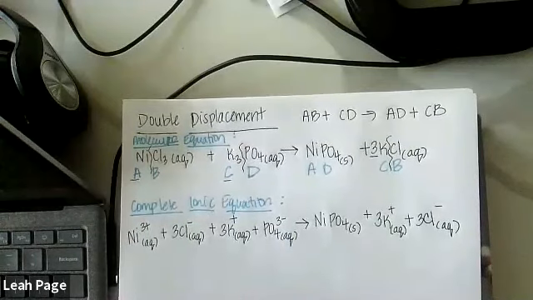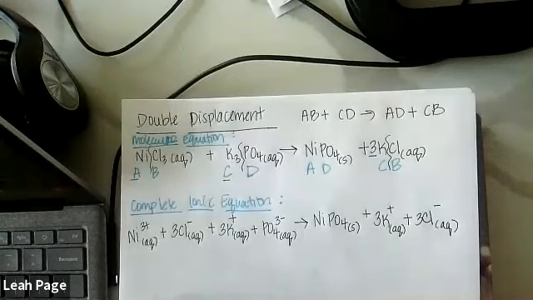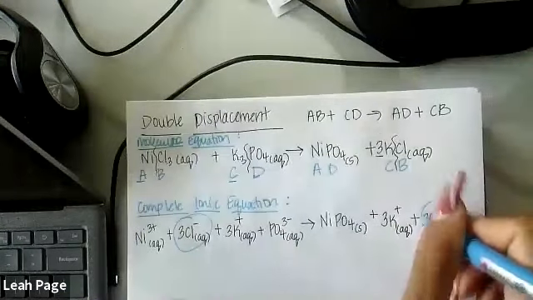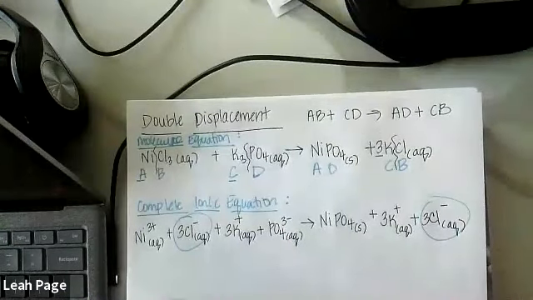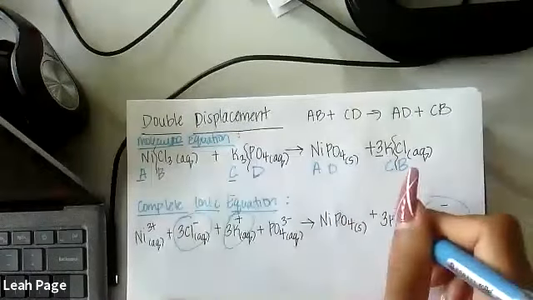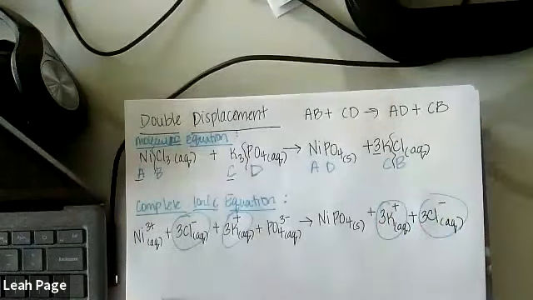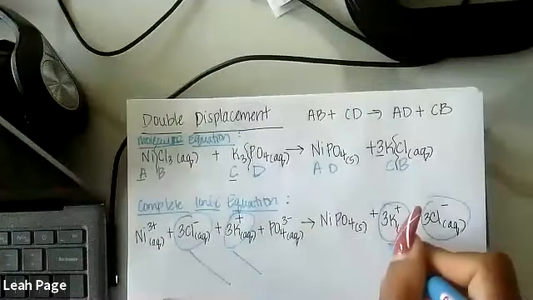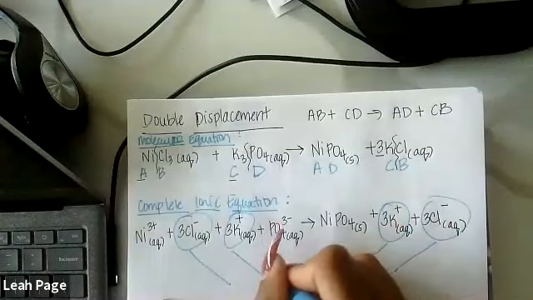When I look at this, can anyone tell me what they think the spectator ions are going to be? Yes, chlorine. Okay. So we see that we have 3 chlorides on both sides. Anything else? The potassium. Yep. We see we got 3 potassiums on both sides. All right. So great. You guys see this. These are my spectator ions.